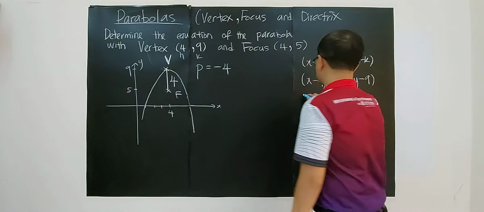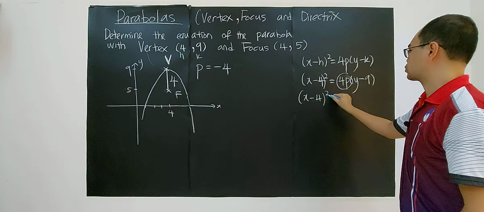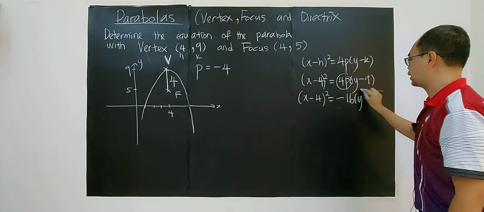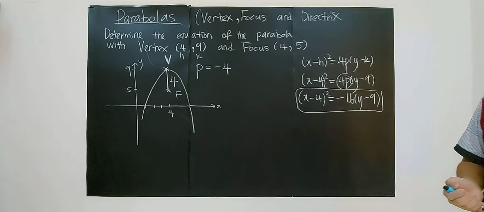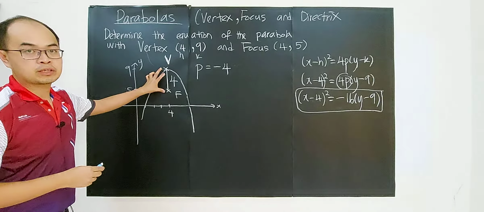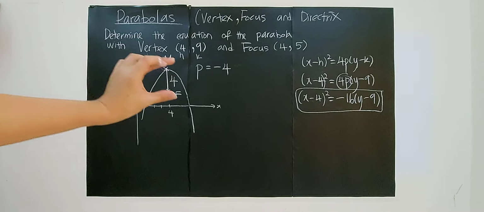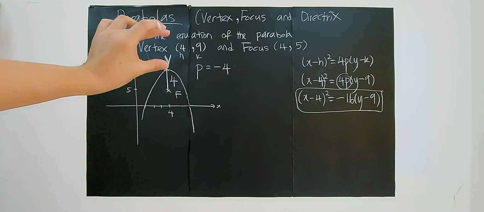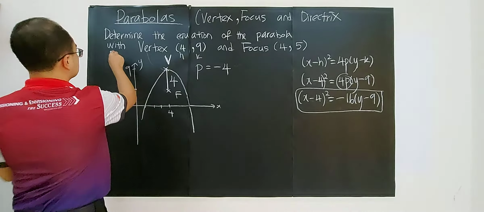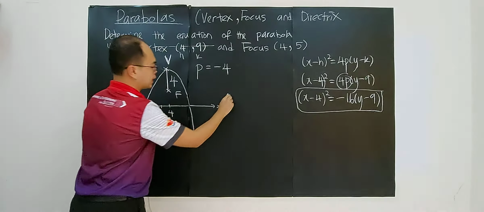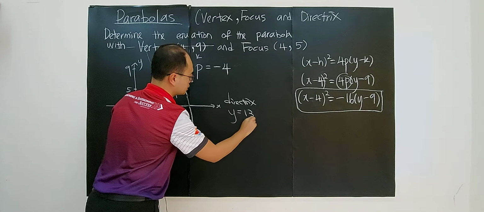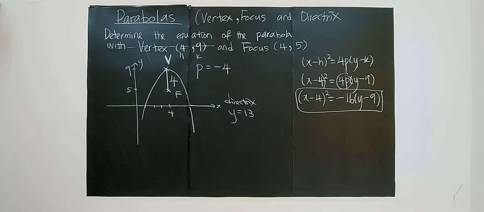Then we substitute into the equation. (x minus 4) squared equals negative 4 times 4, which is negative 16, times (y minus 9). So this will be the equation for this parabola. If the focus is 4 units from the vertex, of course the directrix will be 4 units above the vertex. So we take 9 plus 4, which is 13, so the directrix is y equals 13. Very easy.